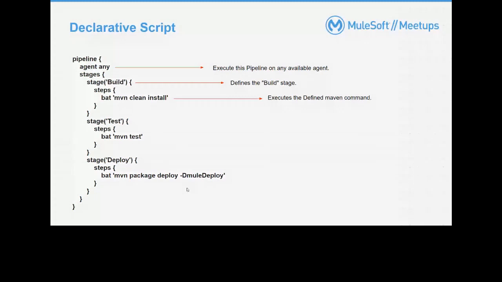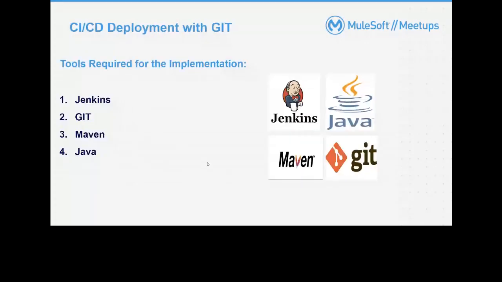So coming to the next, the CI/CD deployment and the demo part. Before starting with that, there are a few tools we require for the CI/CD pipeline. First is Jenkins, which I explained. Then is Git. Git we will be using as a code repository. Then comes Maven. Maven is a build tool which executes our pipeline steps, and Java backs all those things. So we require these four to run this demonstration.